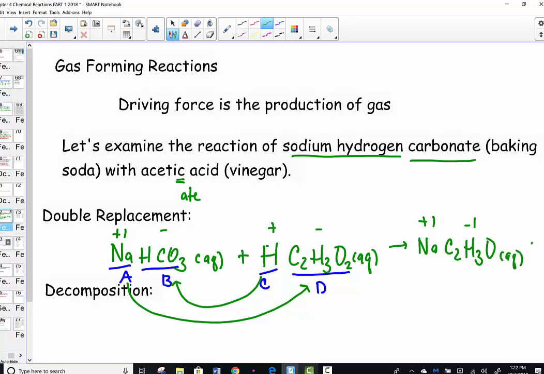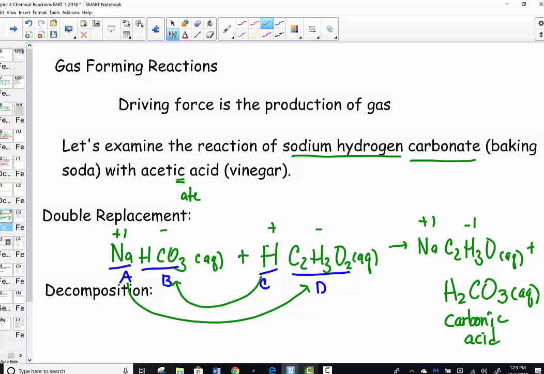Acetates are always soluble. If you were to use your solubility table and found the element sodium, the very bottom one on the left chart is acetate. It has a green soluble note. Acetates are always soluble, so AQ for its adjective. And when H hooks to HCO3, I'll combine those to make H2CO3, and that is called carbonic acid.